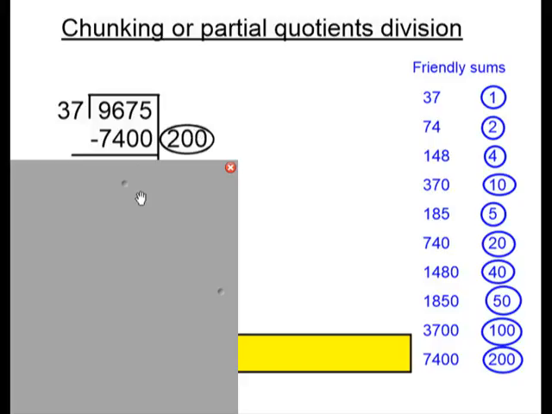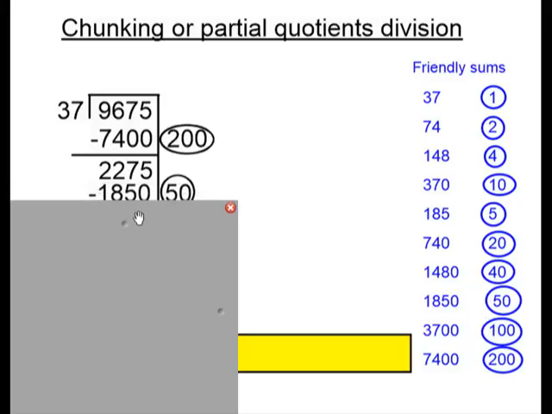Now I'm going to do my subtraction sum, 9,675 subtract 7,400, remembering to start in the units column in case you need to do any regrouping. So I have 2,275 left of my original dividend, 9,675. Now because this number is larger than my divisor, I still need to look down my friendly sums. Now my highest product that will fit in this time is 1,850, which is 50 lots.